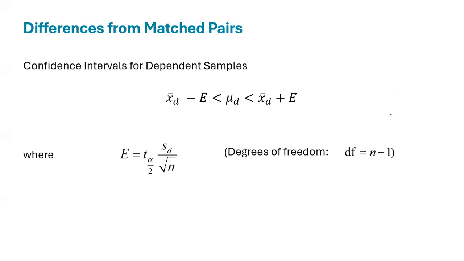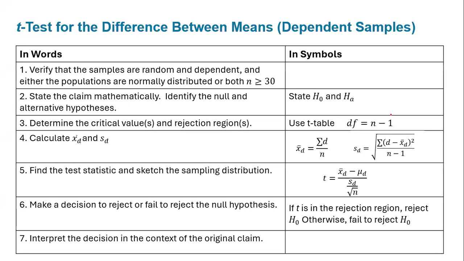To find the confidence interval, again, we can find the margin of error by a similar formula that we had, and then add and subtract it from the point estimate, which is x bar. And following all the steps gives us the full hypothesis test.